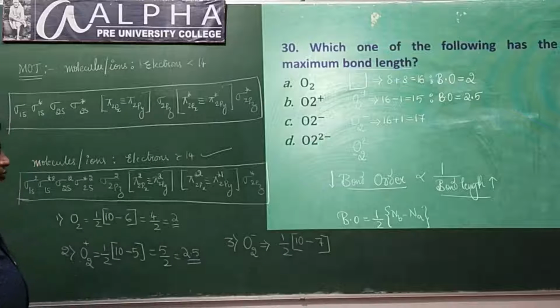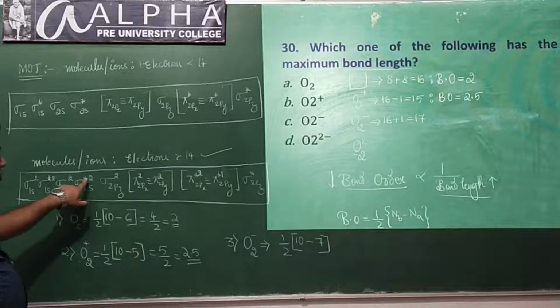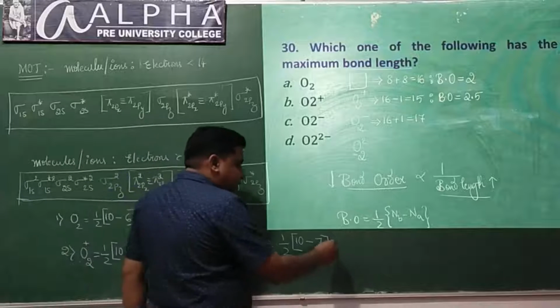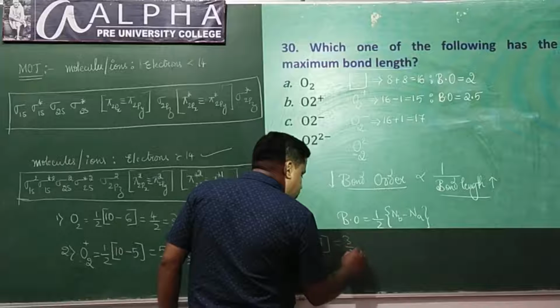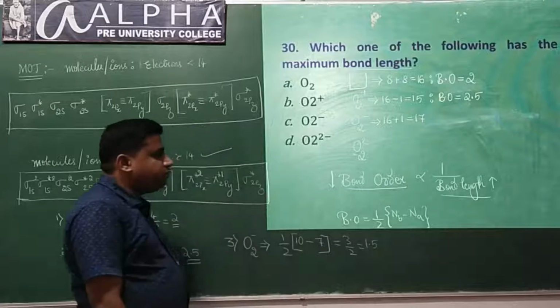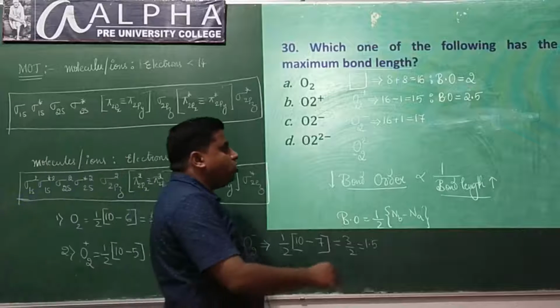Okay, are you getting my point? Just look, 2, 4, 6, 1, 7. So 10 minus 7 is 3. Okay, 3 by 2 is 1.5. So what is a bond order?